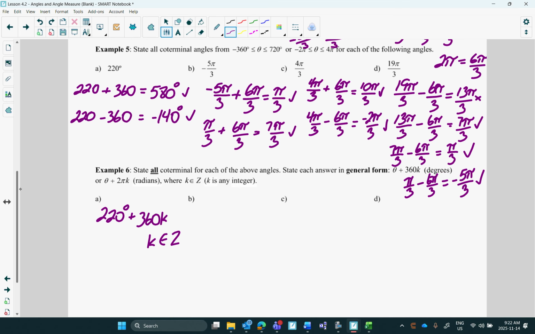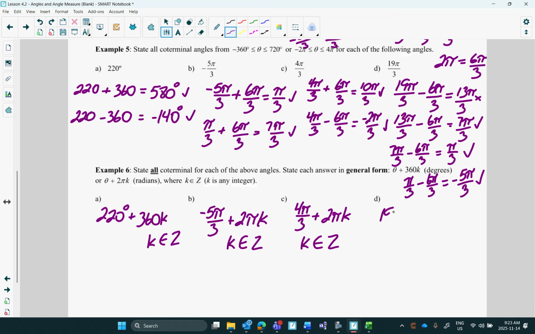So these ones would be -5 pi over 3 plus 2 pi k, k ∈ Z. This one would be the original angle 4 pi over 3 plus 2 pi k, k ∈ Z. And this one would be 19 pi over 3 plus 2 pi k, k ∈ Z. You just have to remember that notation, okay?